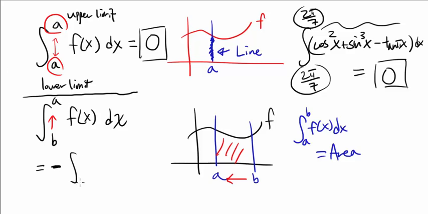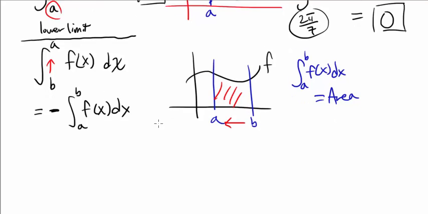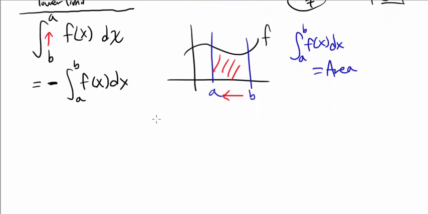We're going to get the negative of the area, the negative of the integral from a to b of f of x dx. And the reason for this is easier to understand after I teach you the fundamental theorem of calculus. But for now, let's visualize it like this. Let's say we have a car.